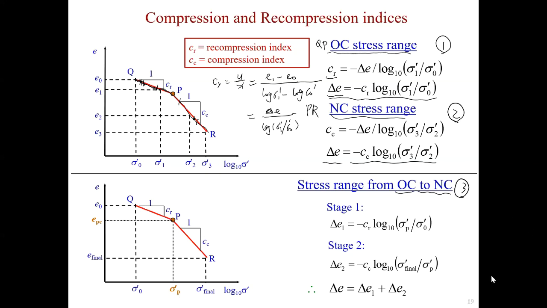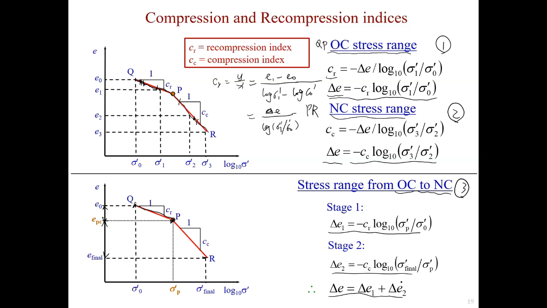Obviously, for such a calculation, we need to calculate the void ratio change from this part to this part, and also from this part to this part. If we look at the vertical axis, that's the void ratio change in the OC part, and that's the void ratio change in the NC part. Eventually we have to sum all the void ratio changes together. That gives you the total change in void ratio.